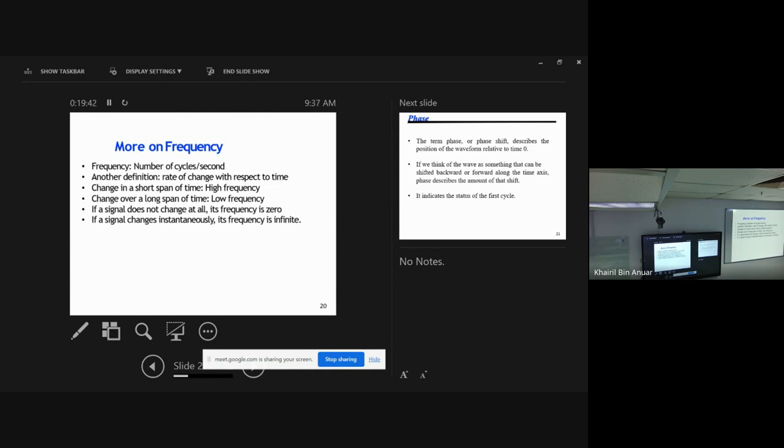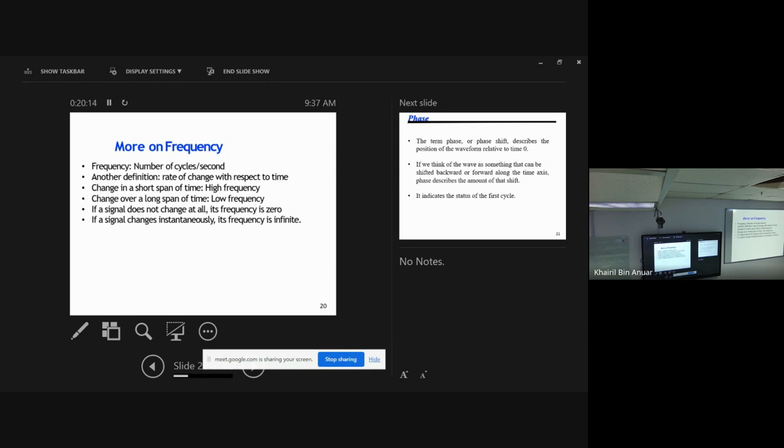And here they mention, for instance, when we talk about high frequency, it means that you have a pattern that replicates very fast, in a very quick manner. Whereas when we talk about low frequency, you will see that the pattern can be spread over a much longer time. So if you have 100 patterns in 1 second, then we can say that is a high frequency.